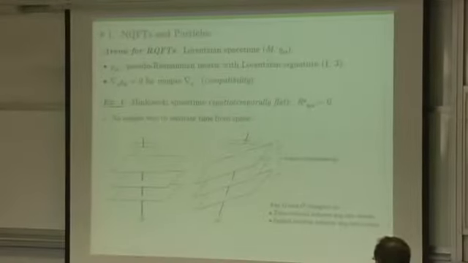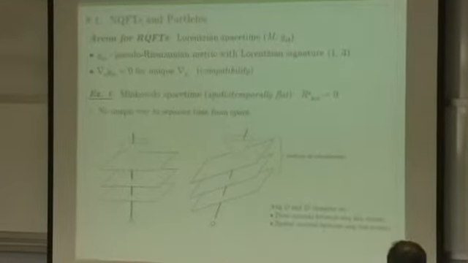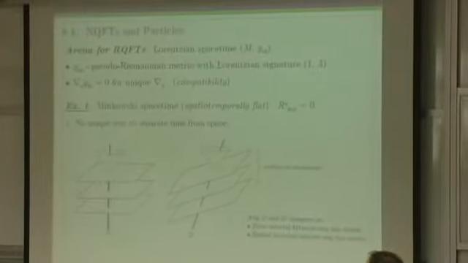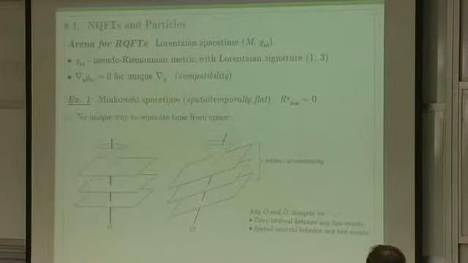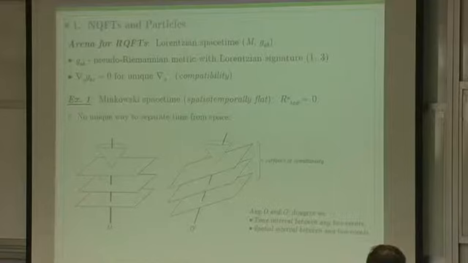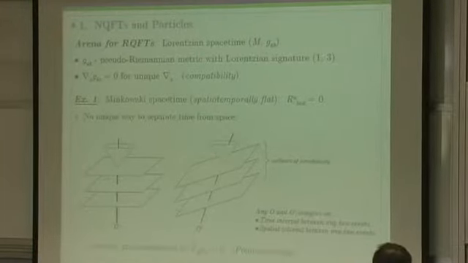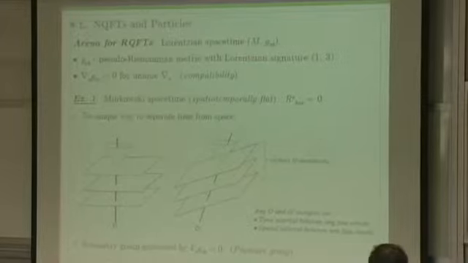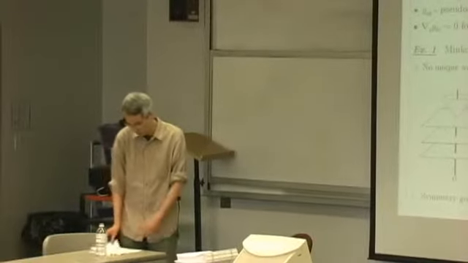And recall that the structure of Minkowski spacetime entails there's no unique way to separate time from space. So any two observers moving inertially with respect to each other will disagree on the time interval between any two events and the spatial interval between any two events. And the structure can be encoded in a symmetry group, the Poincaré group, and it's generated by vector fields that annihilate the Minkowski metric.